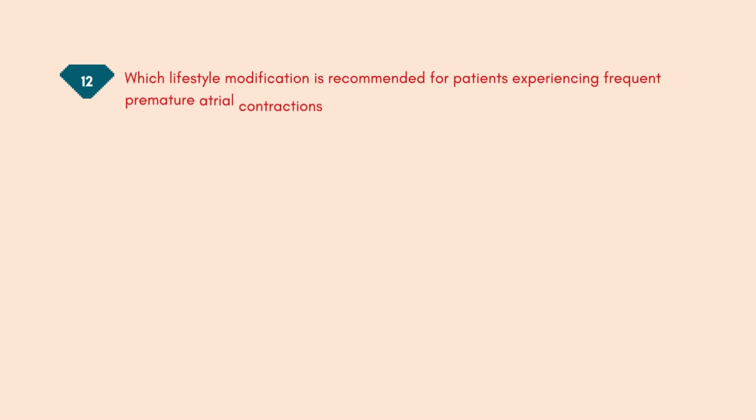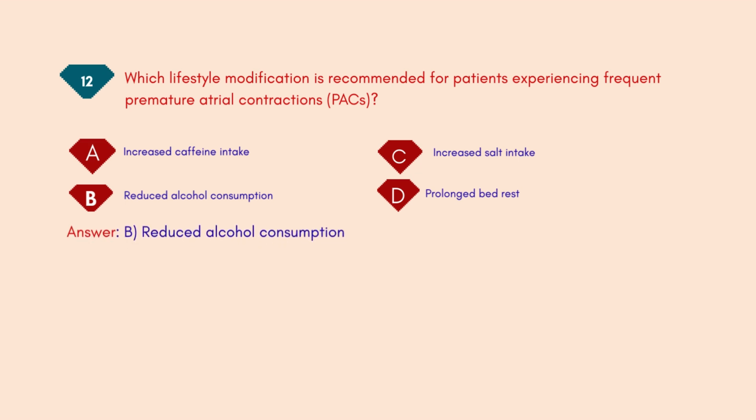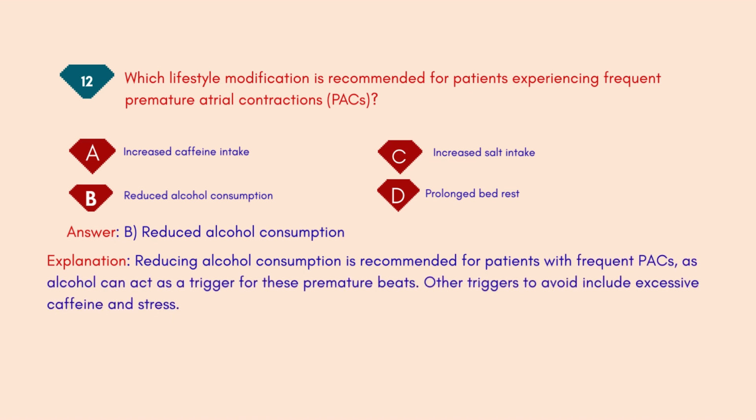Which lifestyle modification is recommended for patients experiencing frequent premature atrial contractions, PACs? A. Increased caffeine intake. B. Reduced alcohol consumption. C. Increased salt intake. D. Prolonged bed rest. Answer: B. Reduced alcohol consumption. Explanation: reducing alcohol consumption is recommended for patients with frequent PACs, as alcohol can act as a trigger for these premature beats. Other triggers to avoid include excessive caffeine and stress.